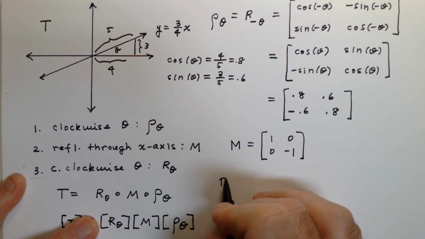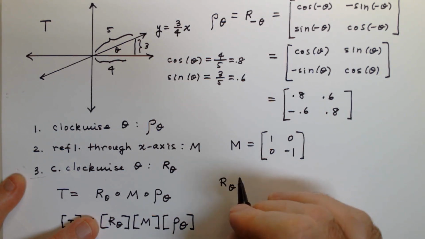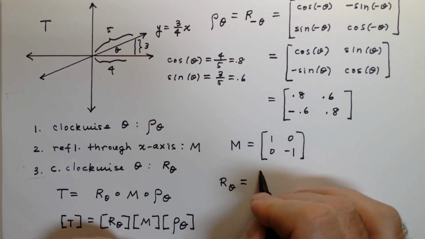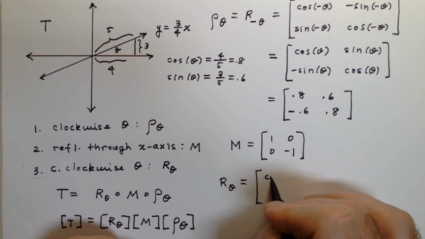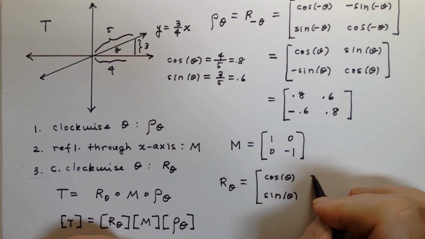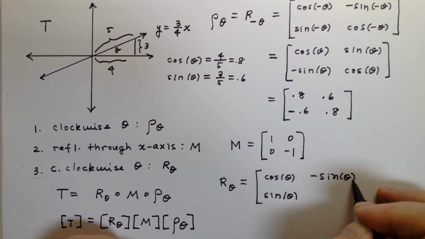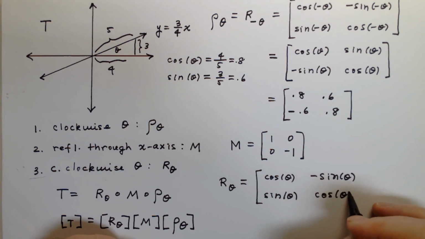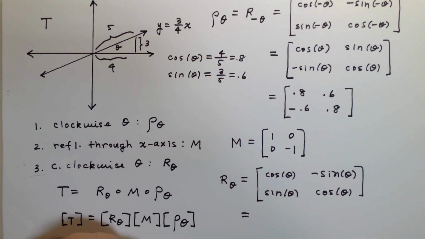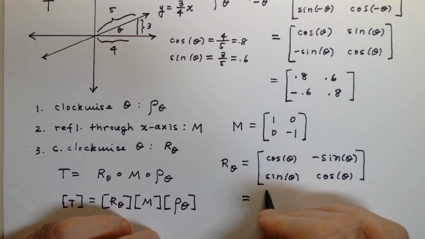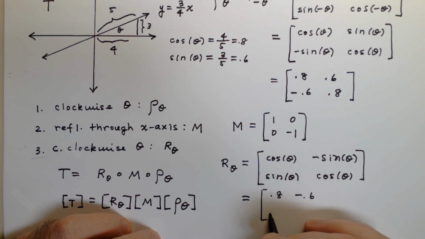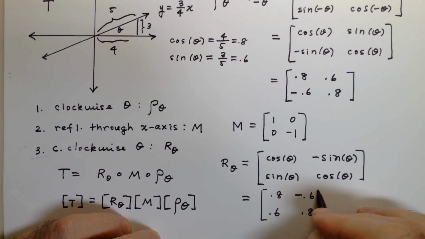And then finally we have to get r of theta. Now that is just our typical counterclockwise rotation through the angle theta. And so this is going to look like cosine of theta, sine of theta, negative sine of theta, and cosine of theta. Now for this particular angle theta, we've worked out the cosines and the sines, and so we know that this is going to look like this: 0.8, negative 0.6, 0.6, and 0.8.